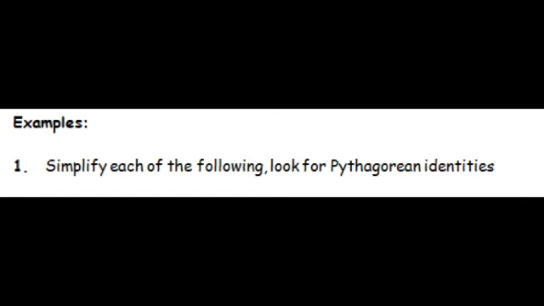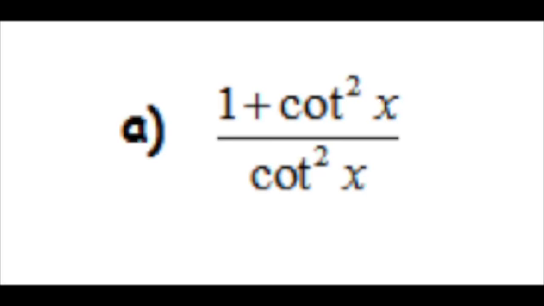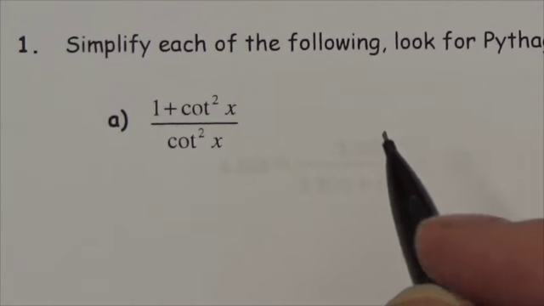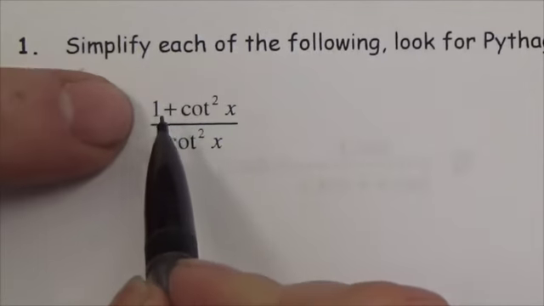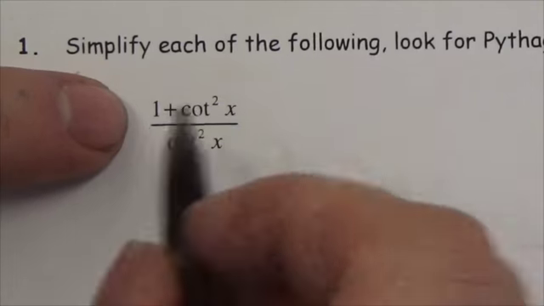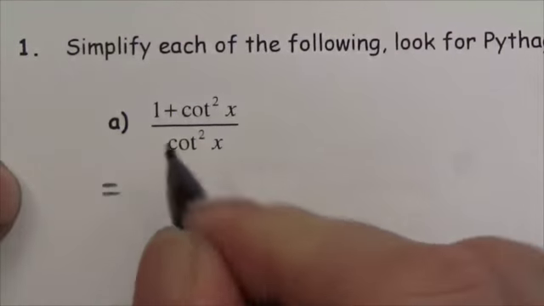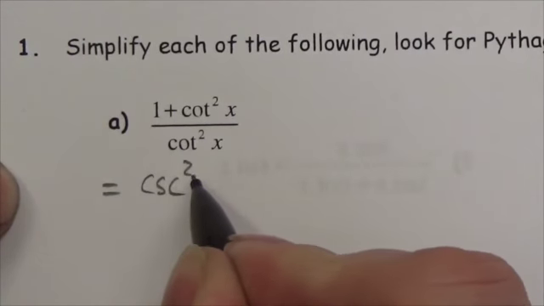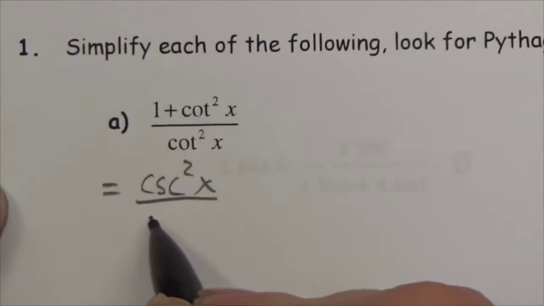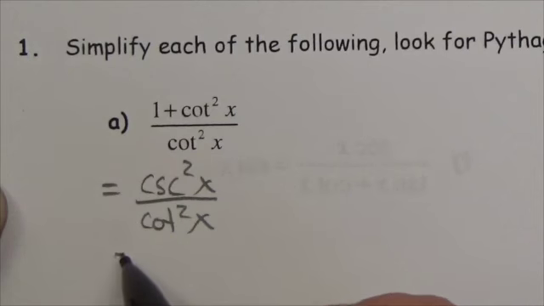Simplify each of the following. Look for Pythagorean identities. 1 plus cotangent squared of x, divided by cotangent squared of x. I'm going to do this one in two different ways. First of all, I notice that there is a 1 plus cotangent squared in the numerator, and I know, based on what I've just seen, that that is going to be the same as the cosecant squared of x over the cotangent squared of x.